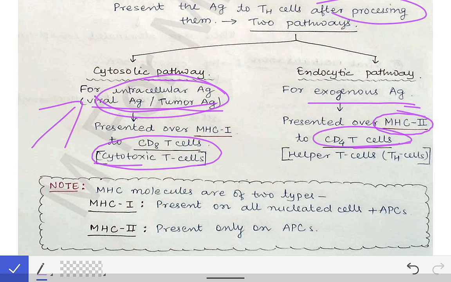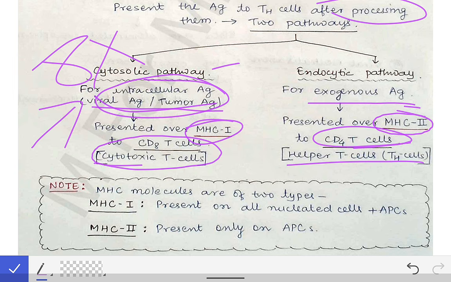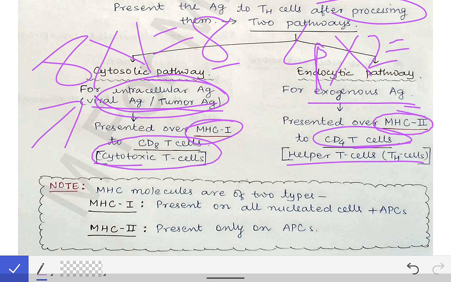So remember, when it is taking the cytosolic pathway, the presentation is done over the MHC1 molecule to the CD8 T cell. But when it is taking the endocytic pathway for exogenous antigens, then it is presented over the MHC2 molecules to CD4 T cells, that is the helper T cells. This can be remembered by a simple fact: if you multiply CD8 with MHC1, it comes out to be 8, and if you multiply the 4 of CD4 with MHC2 molecule, then also it comes out to be 8.